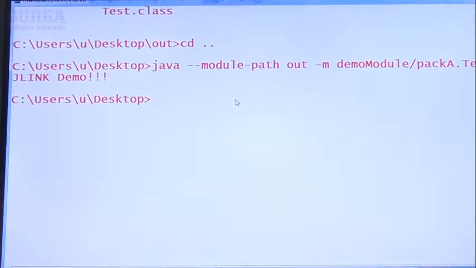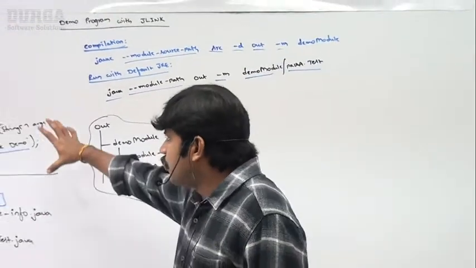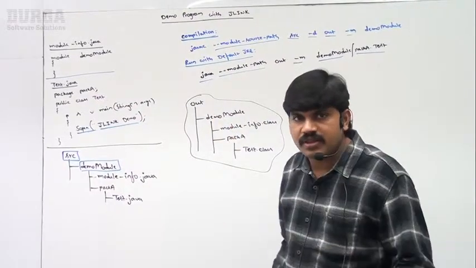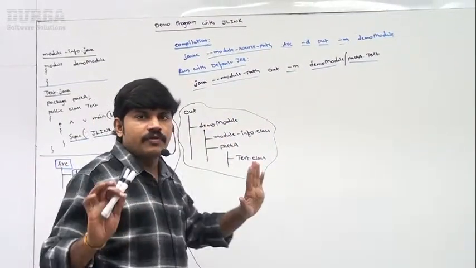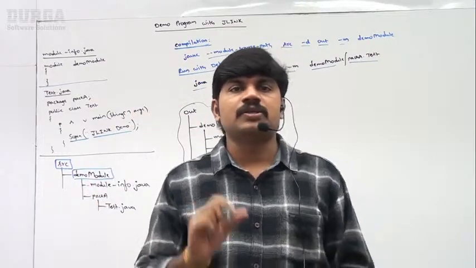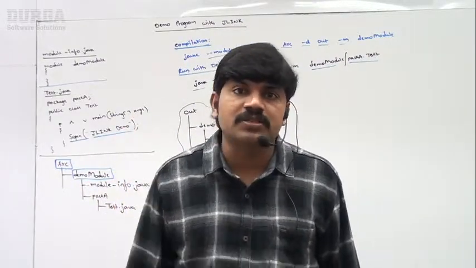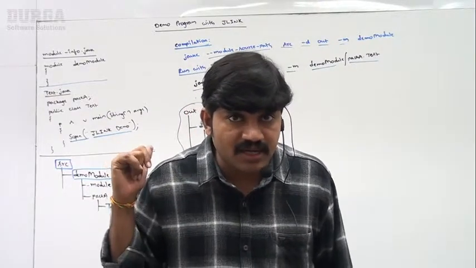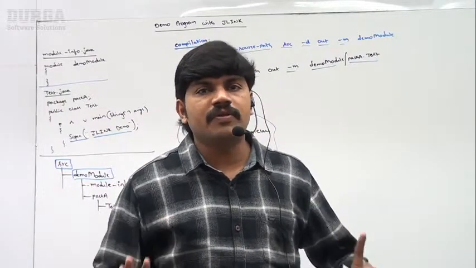JLink demo. Sir, that's all. In this example, I didn't use any JLink, sir. Just let me develop a small module based application, compile, and run with the default JRE. Clear for all of you, right? Sir, if you feel comfortable up to this with this module, then how to create our own customized JRE by using JLink, I will explain. Up to this is clear, right?